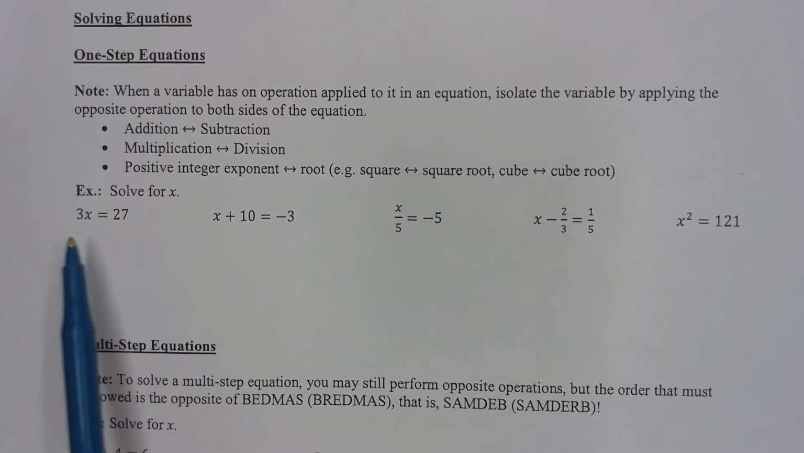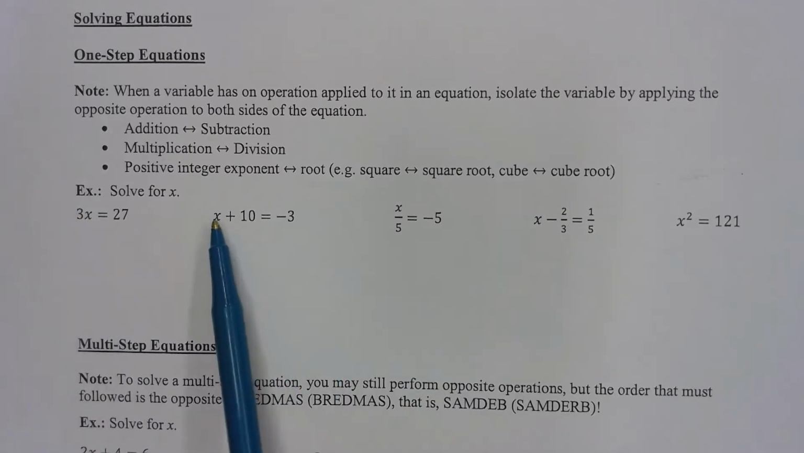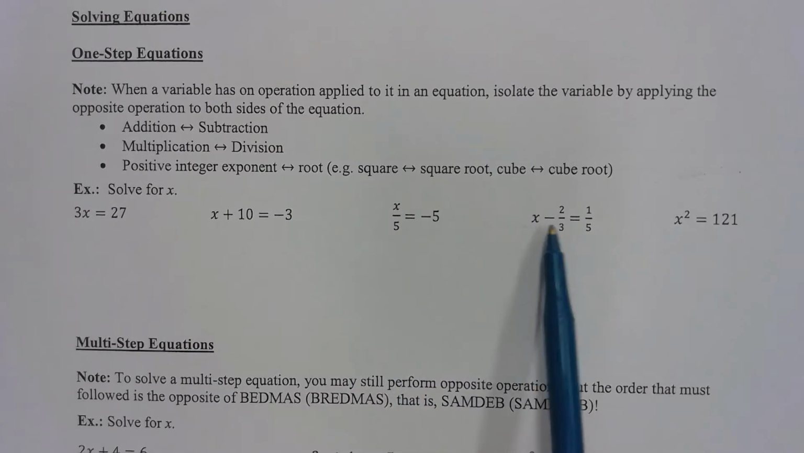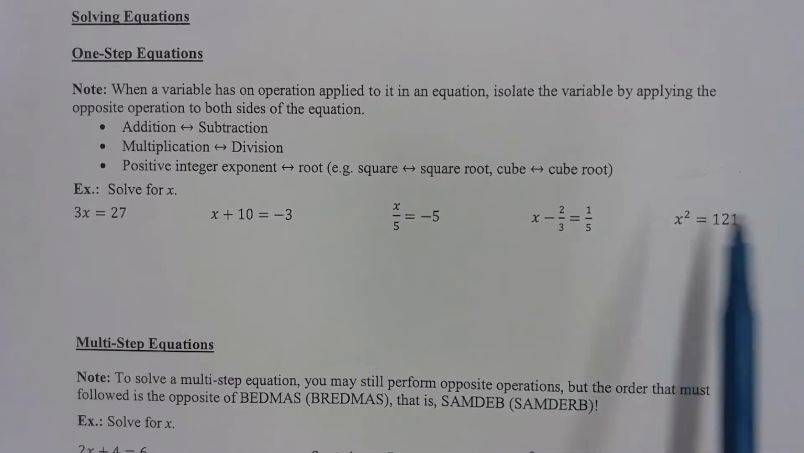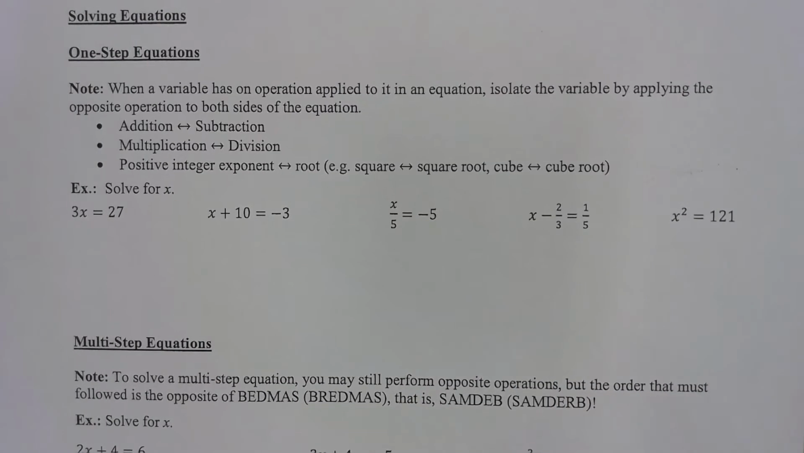All right, so the one-step equations, the reason they're called one step is because only one thing is happening to x. So if we look here, x is being multiplied by 3. Here, we're adding 10. Here, we're dividing x by 5. Here, we're subtracting 2/3 from x. And here, we're squaring x. So there's only one operation happening to x.